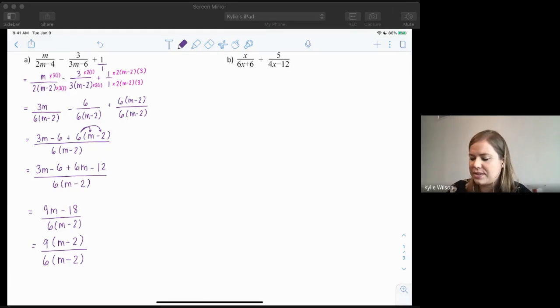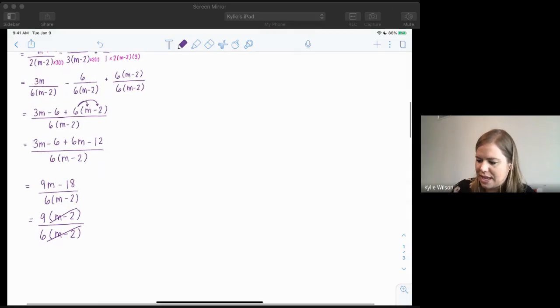And now these lovely m minus 2's cancel. So we can get rid of those. And we're left with 9 over 6, which is equal to 3 over 2. And as always, if you don't want to write out every single one of these steps, that's okay. I just like to do it so that everyone can see it.